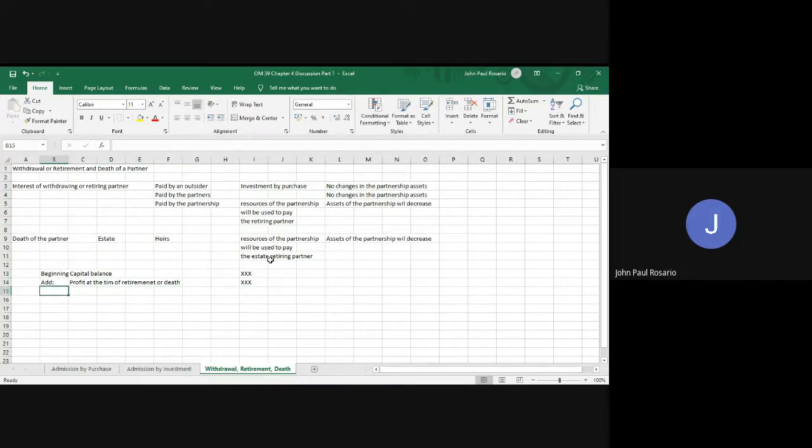Then we deduct his share of loss, and then we also add his share in the revaluation of assets or liabilities. So add or deduct. Okay, so let's do it this way, para medyo dili siya libog.